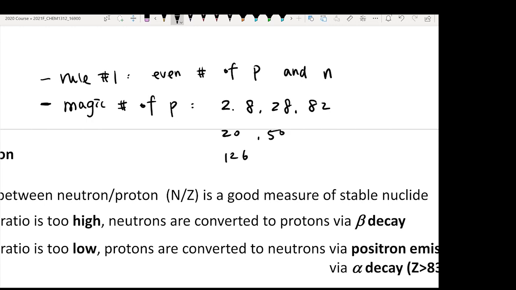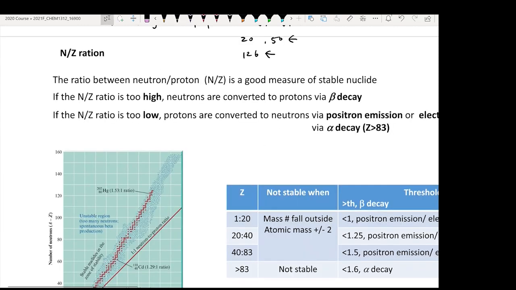The way I memorize it is, the first row is a combination of 2 and 8, right? 2, 8, 28, 82. And then for the tens, you only have 20, 50. 126 is an exception. So if you see an atom that contains these magic numbers of protons, it will be very stable. If today I give you an atomic symbol, you need to first judge whether it is stable or not.